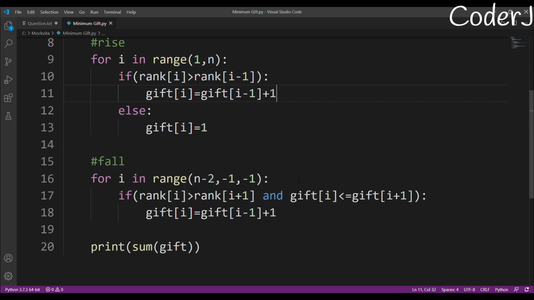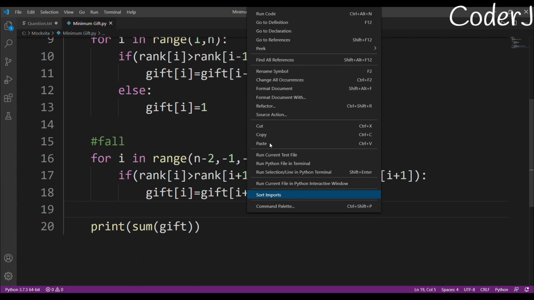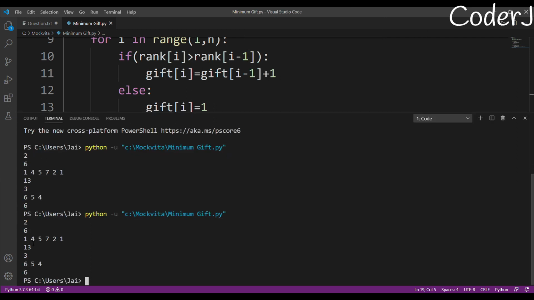Why? Gift of I equals gift of I. Why the hell am I doing this? Okay, I plus 1. Then now let's try to execute our code. Let's run our code. Okay, so it works perfectly. 1 3 and 6 5 4 6. So 6 3 5 2 and 4 1.